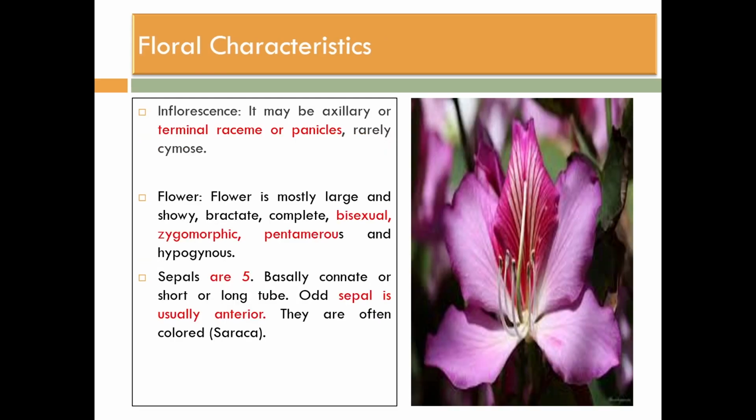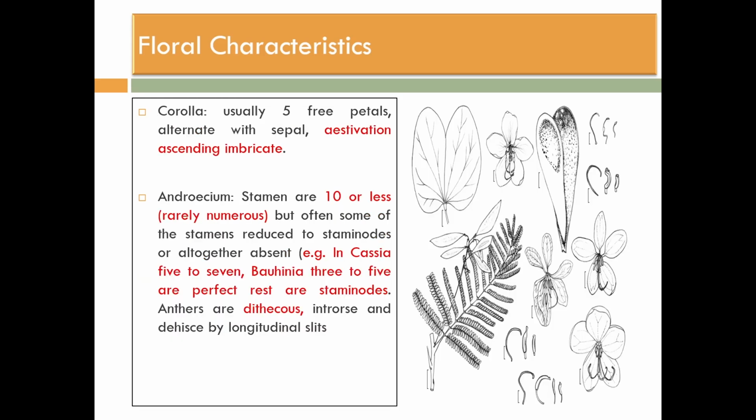The inflorescence may be axillary or terminal raceme or panicle, rarely cymose. The flower is mostly large and showy, as you can see in this figure, and bracteate. The flowers are complete, that means they have both accessory and reproductive organs, bisexual, zygomorphic, pentamerous and hypogynous. The sepals are generally 5, connate in a short or long tube, and the odd sepal is usually anterior. The sepals are often colored.